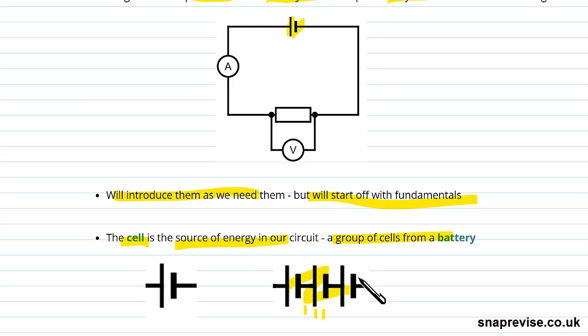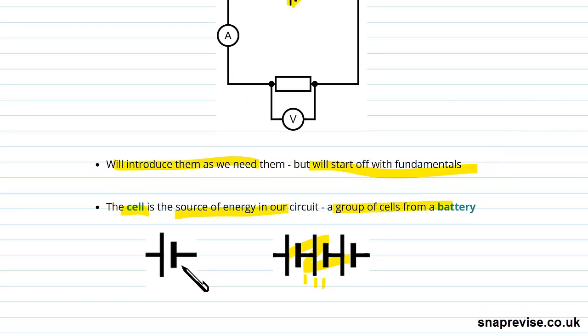The difference isn't too important. It's just down to if they say cell, they mean one. If they say battery, they mean more than one. It might be important a little bit later on, but don't worry about it too much. It's just terminology that's used, and we just need to be able to understand it to progress. But this is the cell.